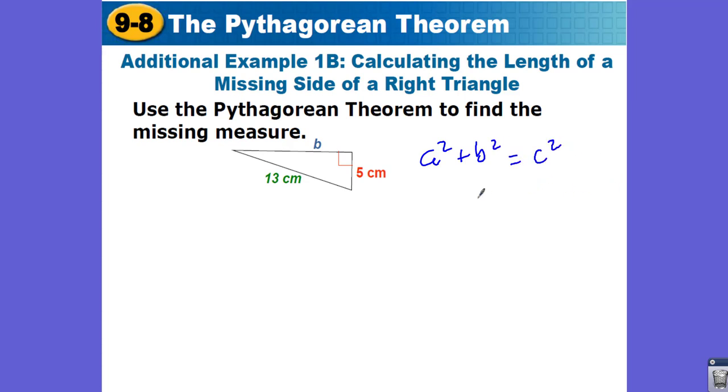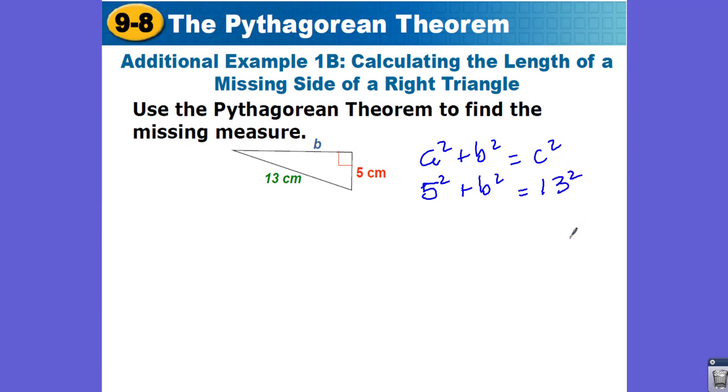In this particular problem, our b is missing. Now again, it could have been an a, doesn't matter which one it is. In this particular one, it does show that b is missing. So that means the 5 is our a. So we'll plug it in to the a squared. So 5 squared plus b squared equals, and then the hypotenuse is our 13.